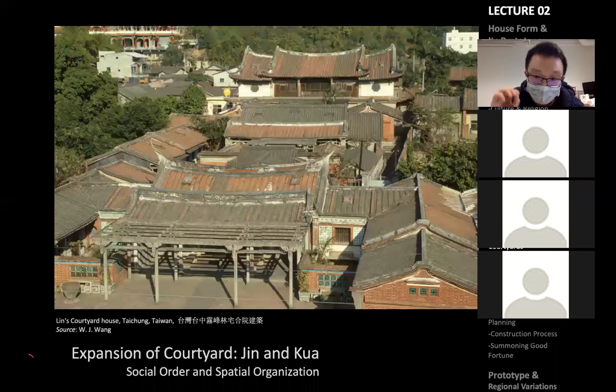With the idea of Kua and Jin, a single courtyard can be expanded horizontally and laterally, and we can imagine how this kind of large mansion was created. It has one, two, three main buildings. So ideally, it is a three-Jin courtyard house, with some of the service rooms arranged along the two sides.